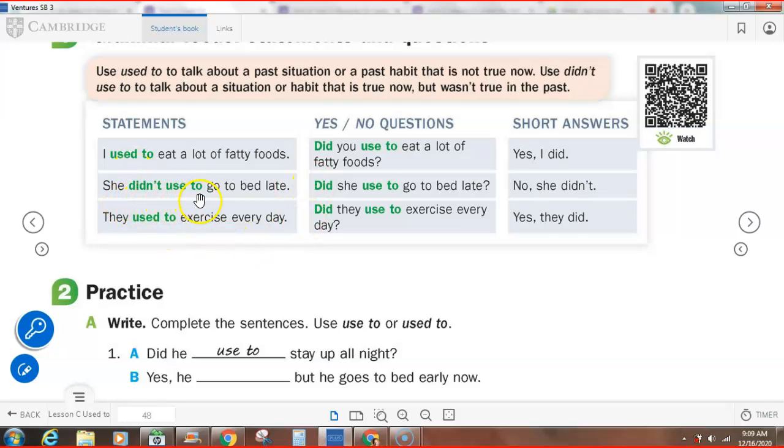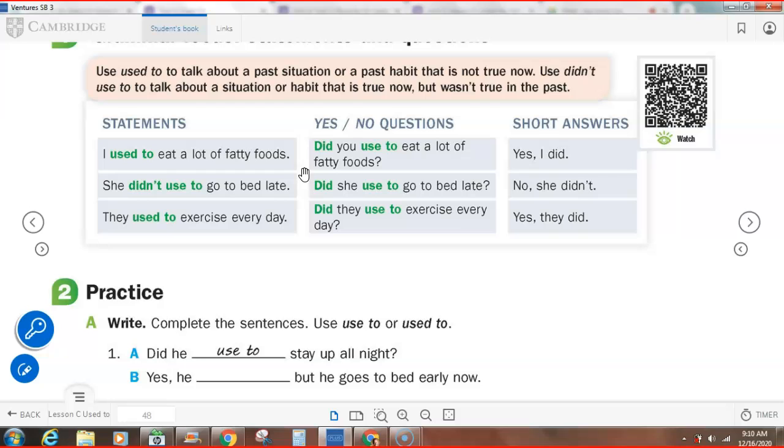She didn't used to go to bed late. The negative goes here. You need the did to make it negative. And notice there is no D here. Also, please notice that you're always using the base form of the verb after to. Used to eat. This is actually an infinitive, and you have to use the base form of the verb after to. Okay? All right.